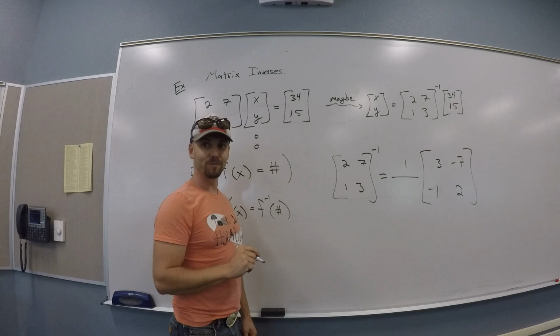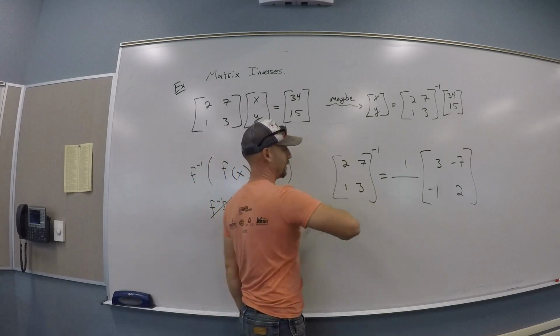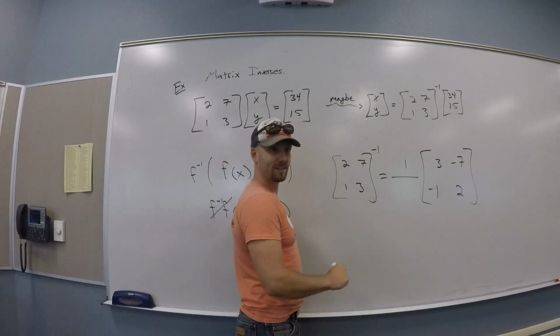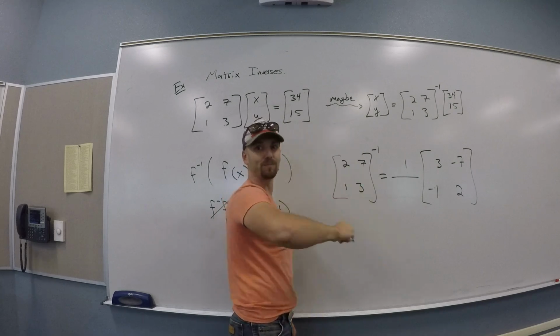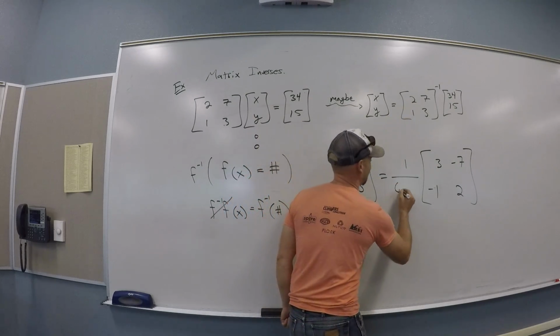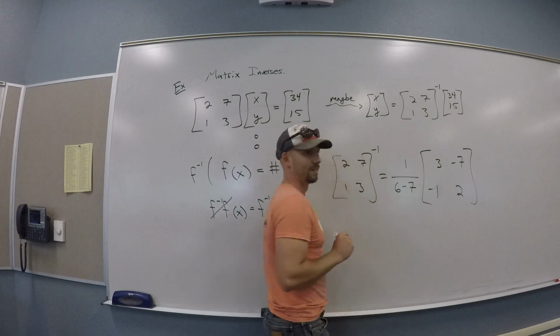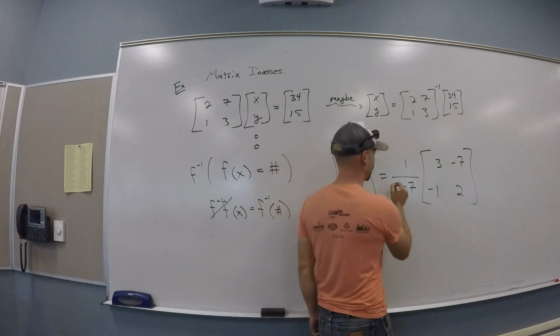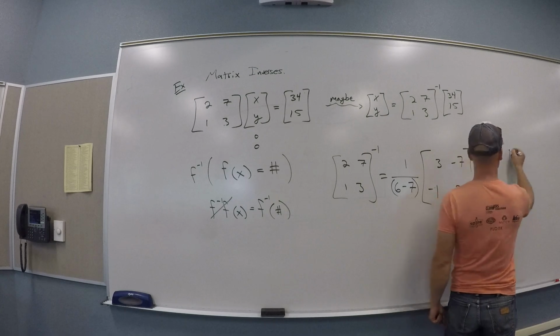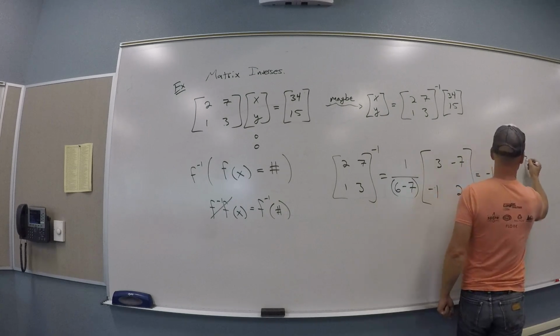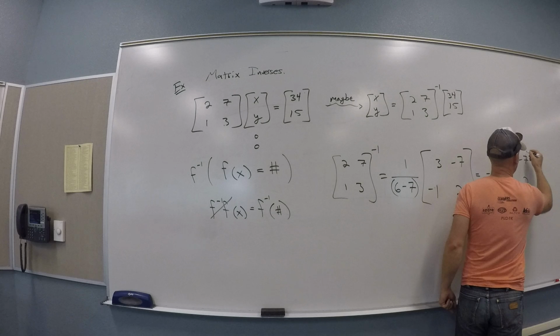And then you need to multiply by 1 over that thing minus that thing. What does it matter if... it's 5 minus 8. Close. 6, 6 minus 7. Negative 1. Which is negative 1. So you're doing negative 1 times 3, negative 7, negative 1, 2.